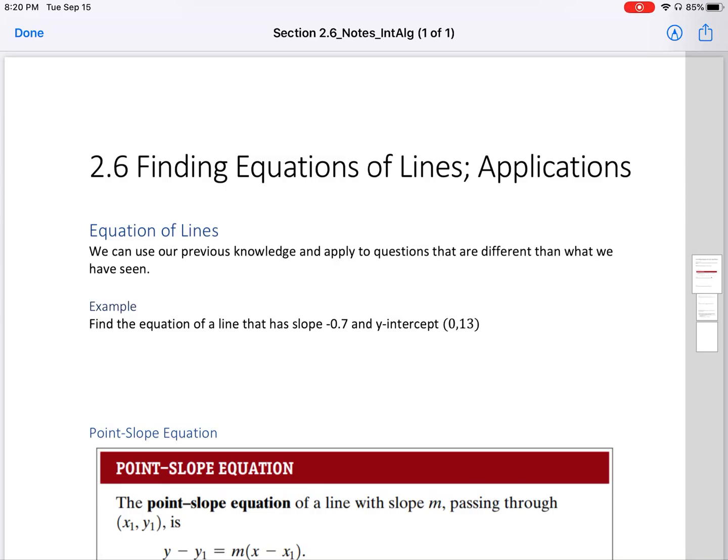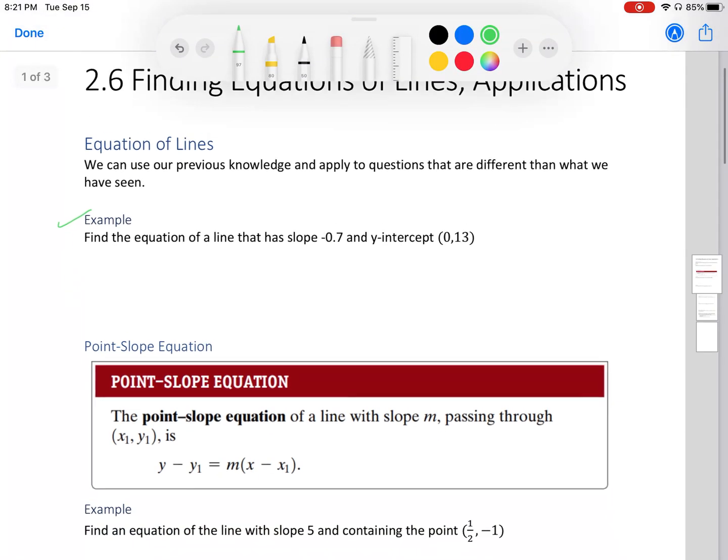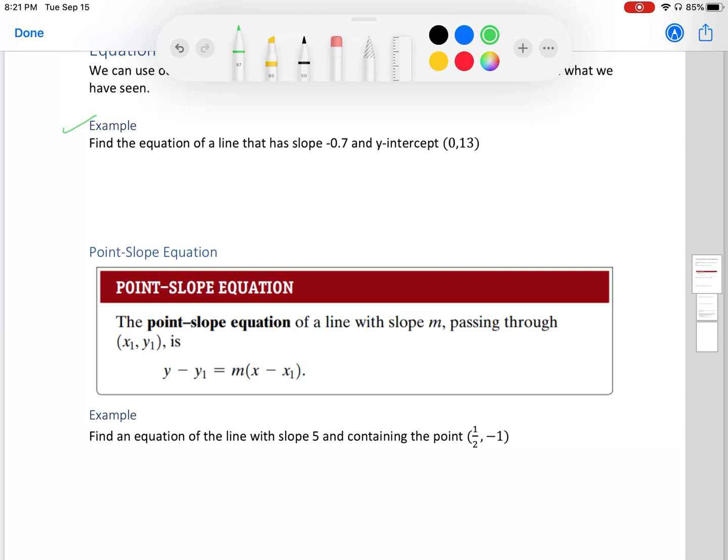2.6, Finding equations of lines and applications. So we're going to take what we learned about lines and extend our learning a bit further. Let's begin with this first example. Find the equation of a line that has a slope of negative 0.7 and a y-intercept of 13.